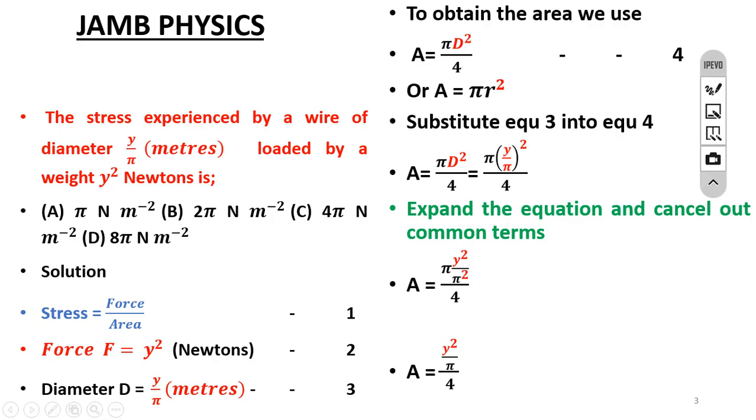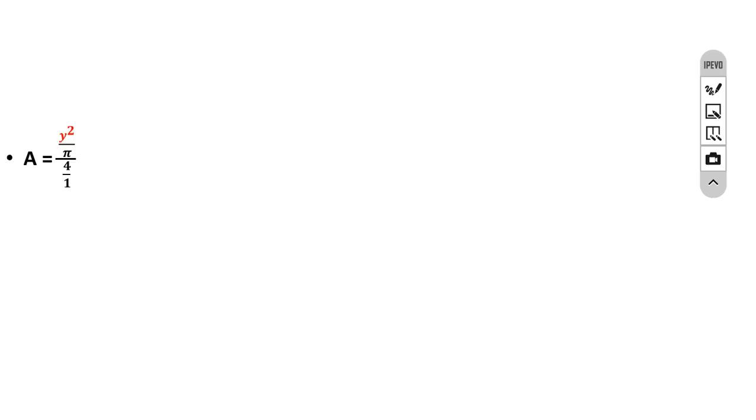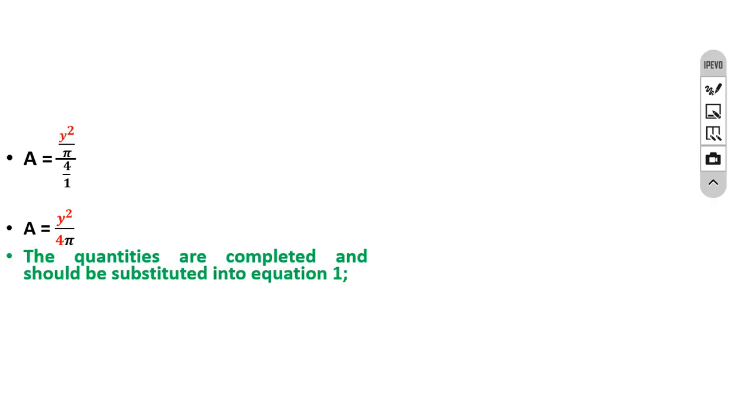Okay, so now put y squared over pi all over 4 over 1. I invert the denominator, the fraction below, and this is the next value I will get. So with this, I've been able to get the area. So my quantities are completed. So I now go down to equation 1. In place of the force, I am going to substitute y squared, and in place of the area, I'm going to substitute y squared over pi over 4 pi.